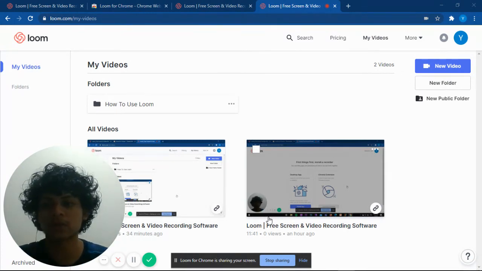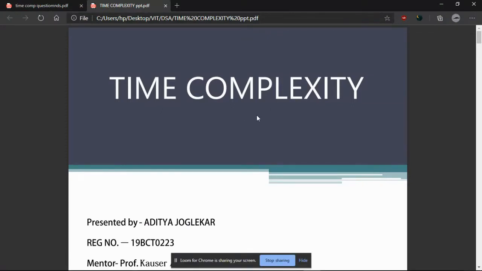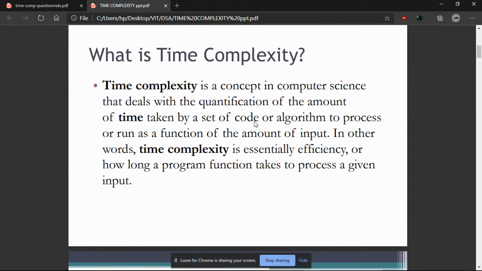Today I'll be going to talk about time complexity. So what do you mean by time complexity? Well, time complexity simply means an algorithm which signifies the total time required by the program to run till its completion. Time complexity measures how long a program function takes to process a given input. We give an input, it processes, it gives an output, the duration is time complexity, very simple.